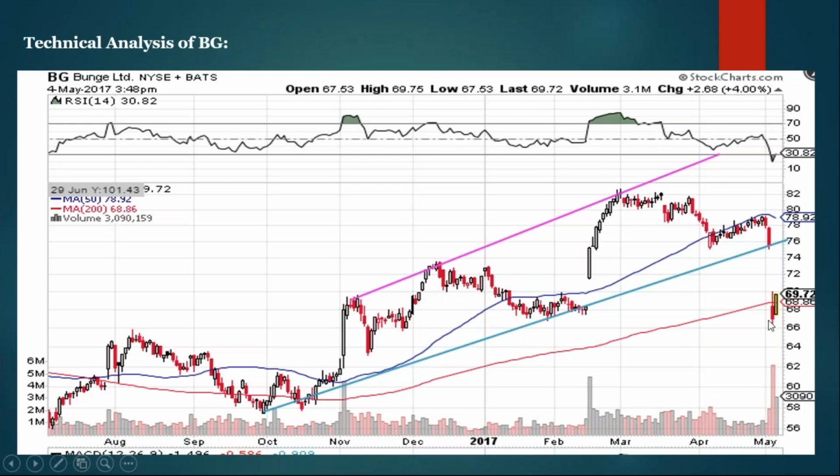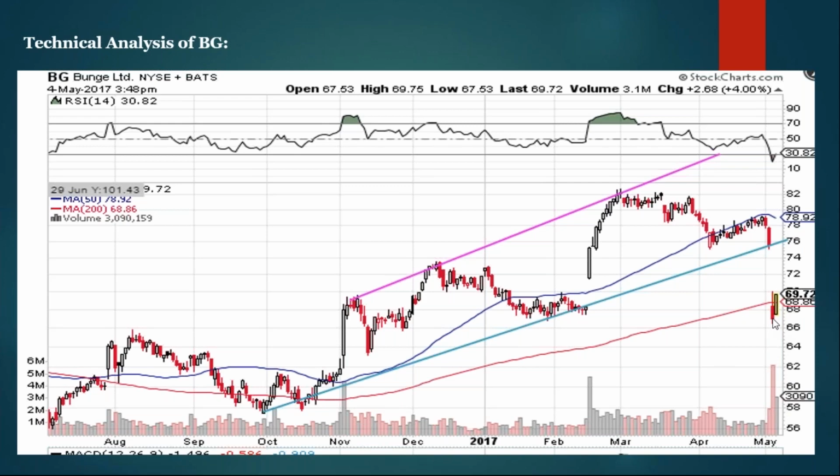This one is BG. We don't have any position in BG, but it's building up. Let me put this down so we are not distracted. BG gapped down and held this 66 level, but we don't know whether it will come down here somewhere, what will happen. So it gapped down.